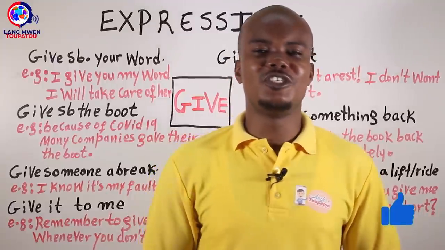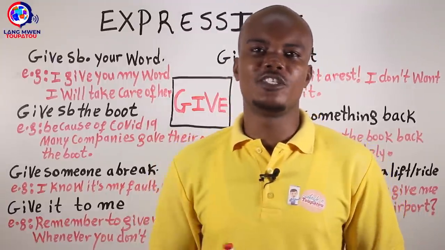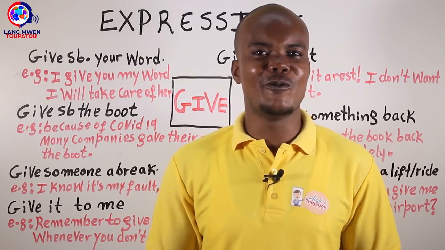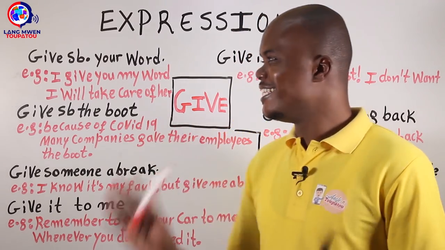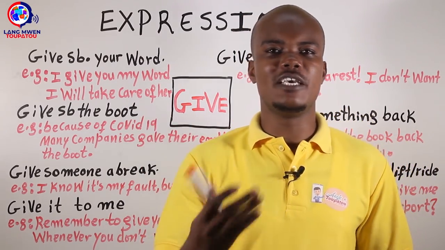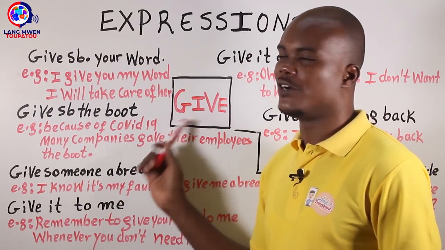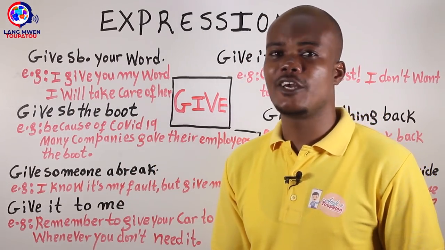Like if you go to the mother or the parents of your girlfriend before getting married, you say, Dad, Mom, I give you my word, I'll take care of her. Okay, this is a promise. Now you give your word. For example, I give you my word, I'll take care of her.